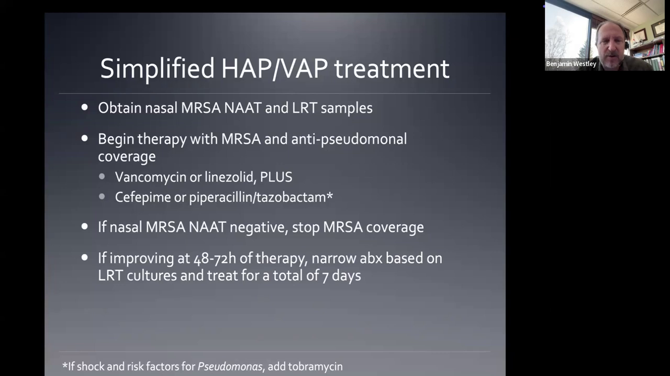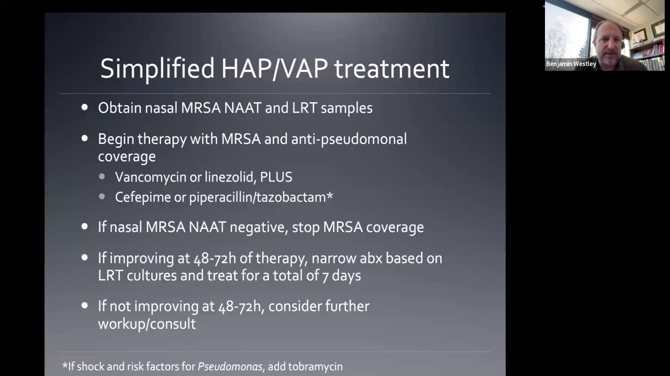At 48 to 72 hours is the time, 48 probably is the best time, to look at the cultures, evaluate what's growing, make sure the patient has improved, and then narrow the antibiotics. If patients aren't getting better after a few days, something's wrong. So everybody needs to step back and reconsider what the diagnosis is, what's going on, and see if some imaging or further evaluations are needed, or bronchoscopy, or whatever.